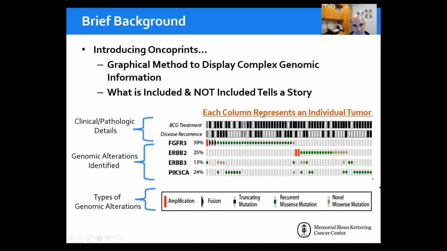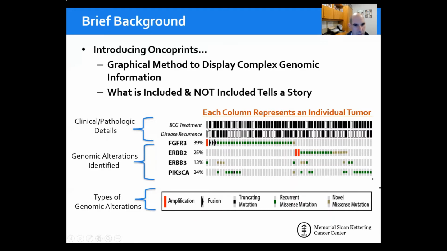To interpret these oncoprints, each column represents an individual patient or individual tumor. In this example oncoprint, the clinical and pathologic details are presented up top. The actual genomic alterations that are seen are found here. And then the type of genomic alteration, which could vary based on the oncoprint, but the legend is typically also presented. So for example, for this first tumor over here, I guess there wasn't information on whether or not they had BCG treatment or disease recurrence.